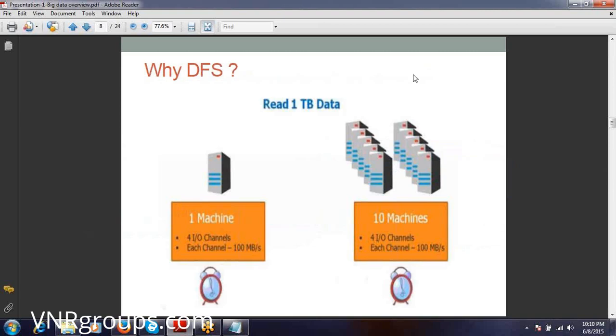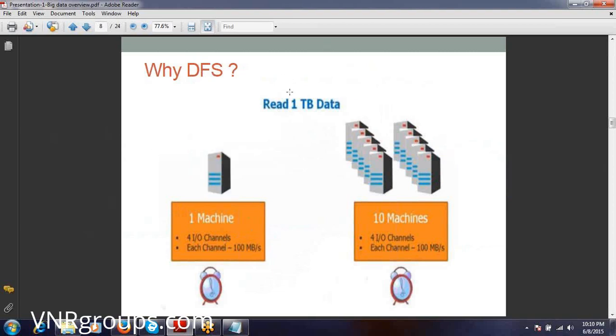So before seeing the solution, first we will understand what we mean by DFS. DFS is nothing but distributed file system. First, take this example: I want to read 1 TB of data using a single machine which is working at 100 MB per second speed. How much time may it take to read 1 terabyte of data at this speed? It is going to take around 45 minutes.